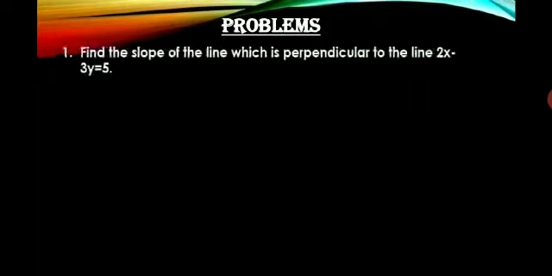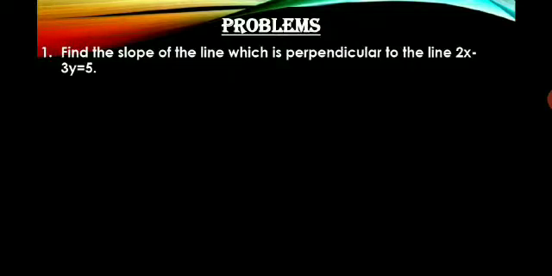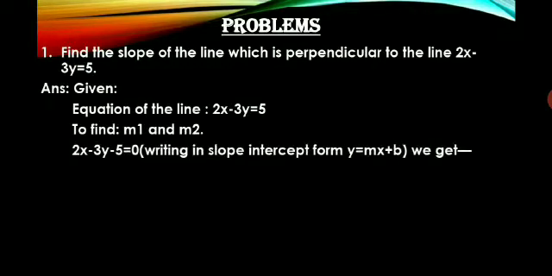Now let us solve some problems based on the concepts we have learned. First question, find the slope of the line which is perpendicular to the line 2x minus 3y is equal to 5. Given that equation of the line is 2x minus 3y is equal to 5, to find m1 and m2. 2x minus 3y minus 5 is equal to 0. When we write it in slope intercept form, that is y is equal to mx plus b, we get y is equal to 2 by 3x minus 5 by 3, which implies m1 is equal to 2 by 3.